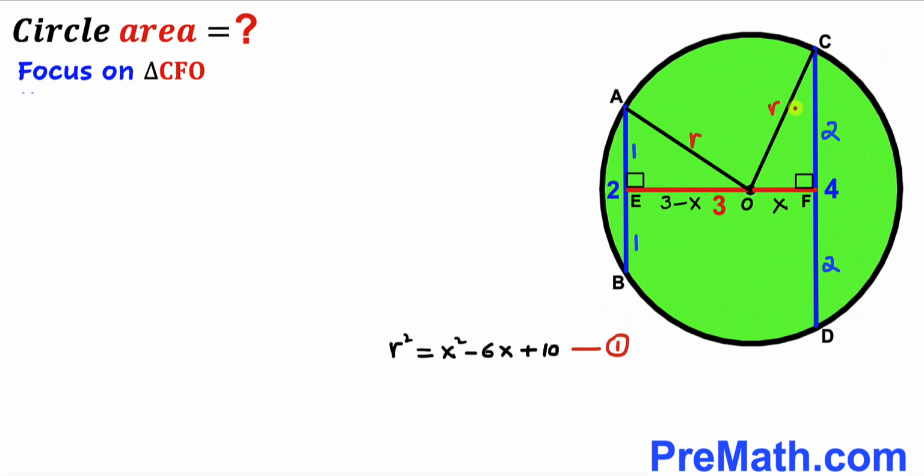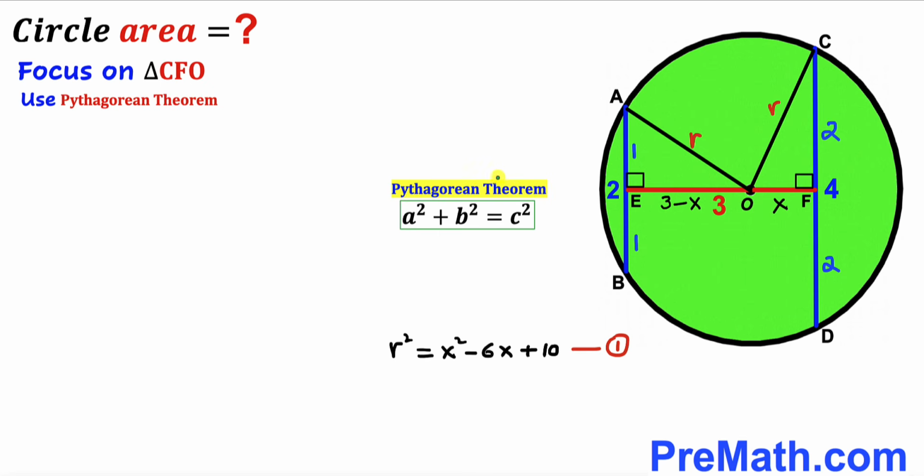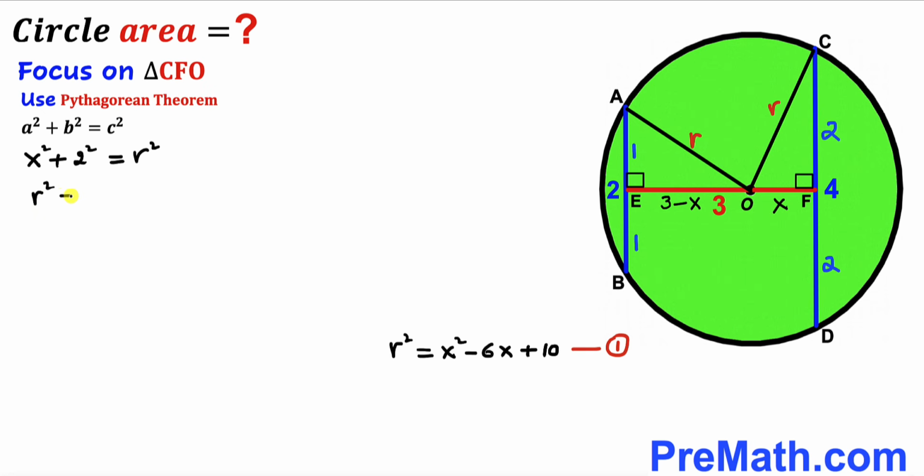Now we are going to focus on the other right triangle CFO, and apply the Pythagorean theorem on this triangle as well. Here's our Pythagorean theorem once again: a square plus b square equals c square. In our case, our hypotenuse is radius r, whereas our two other legs are x and 2. So we get x square plus 2 square equals r square. Simplifying, r square equals x square plus 4. I'm going to label this as equation number 2.